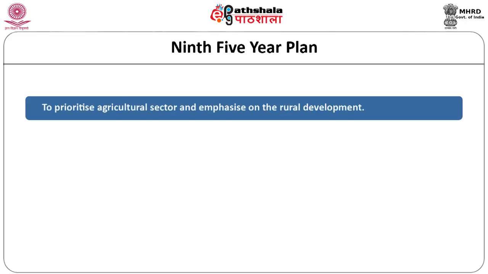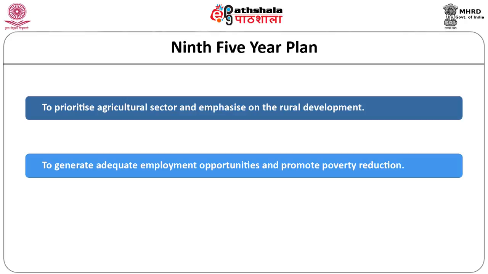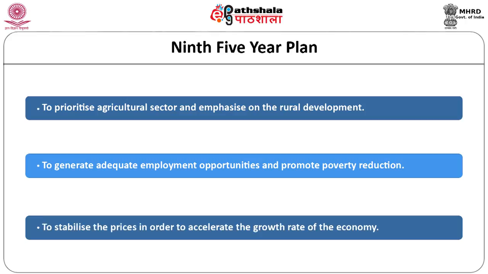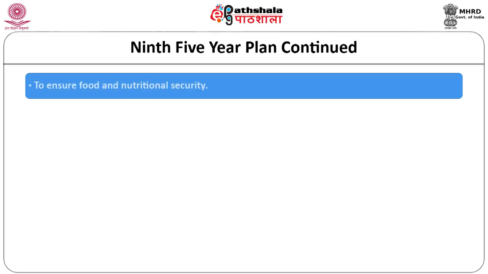Priority was given to the agriculture sector, emphasis was on rural development, adequate employment opportunities, and promoting programs for the reduction of poverty. Efforts have also been made to stabilize prices so as to accelerate the growth rate of the economy. This is another important thing. And there is another important thing which was a concern for the country, that we wanted to ensure food and nutritional security in India.